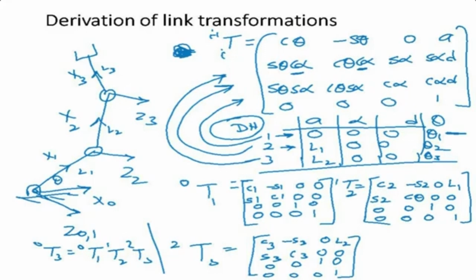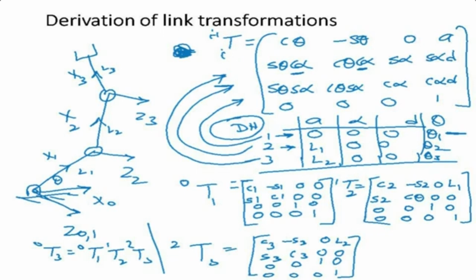This is theta 1, this is L1, 0, 0, theta 2, and it is L2, 0, 0, theta 3. Okay, now the meaning of a, alpha, d, theta: a is the distance along the x-axis between the z-axes, alpha is the angle between the z-axes, d is the distance along the z-axis between the x-axes, and theta is the angle between the x-axes.